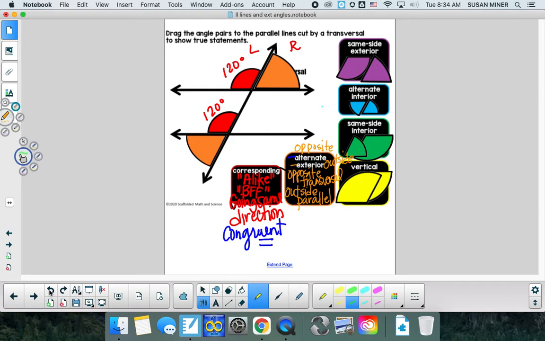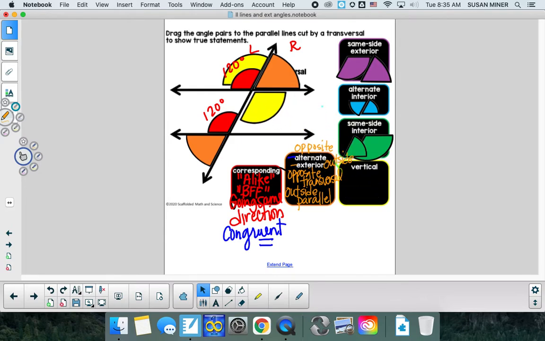Okay. Vertical angles we just talked about. We said, hey, vertical angles are straight across the transversal from each other. Vertical angles are straight across from each other. Ooh, I think I'm putting these in the wrong place. I've got to make sure I put them in the right place here. Vertical angles are straight across the transversal from each other. So this angle is straight across from that angle, straight across the transversal from each other.